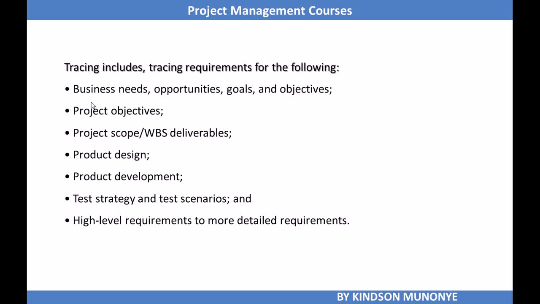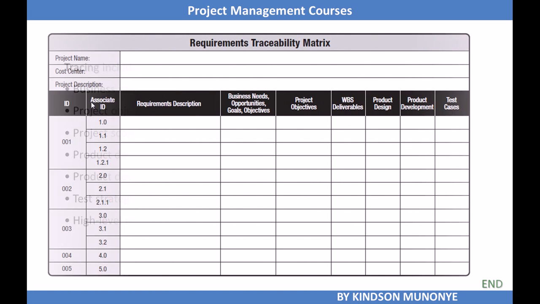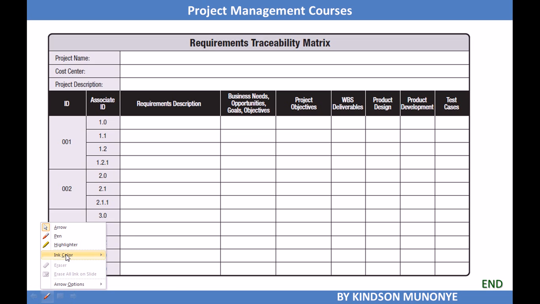Tracing includes tracing requirements for business needs, project objectives, project scope, product design, etc. As I've listed there, spend some time getting used to this requirements tracing. So I've given an example of a requirements traceability matrix provided in the PMBOK guide. Here you have the name of a project, whatever it may be.